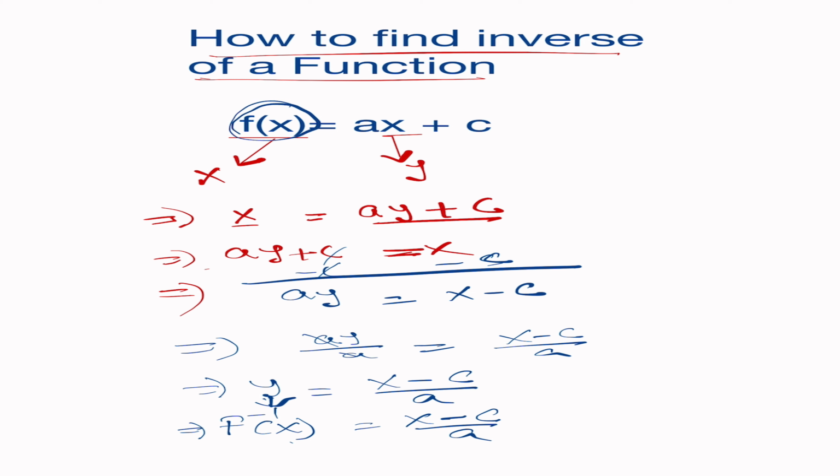So the process is you change f of x into x, and change your x into y. Then we solve for y, and that gives us the inverse function. That means the output of this function is actually the input of this inverse function.